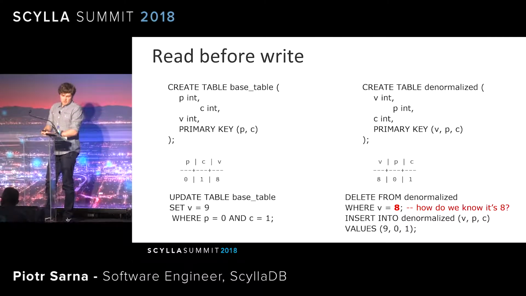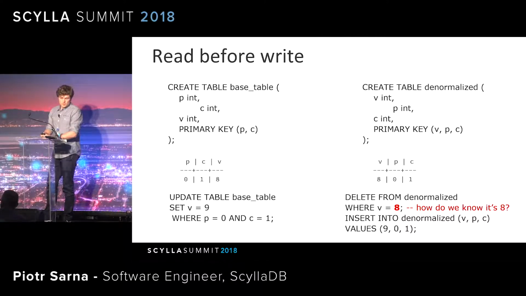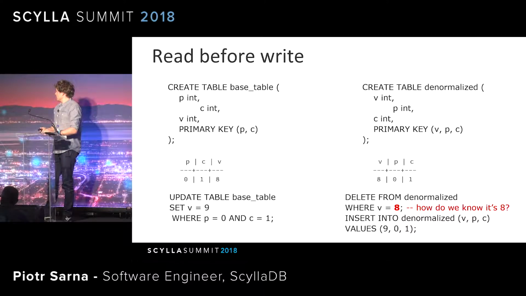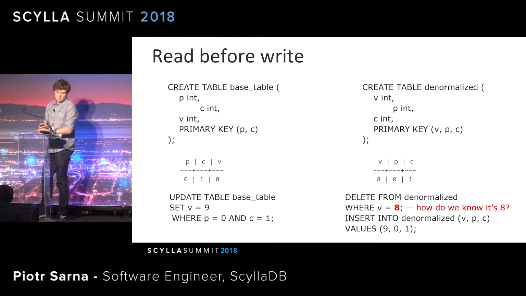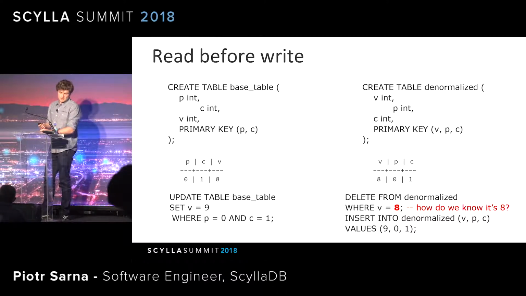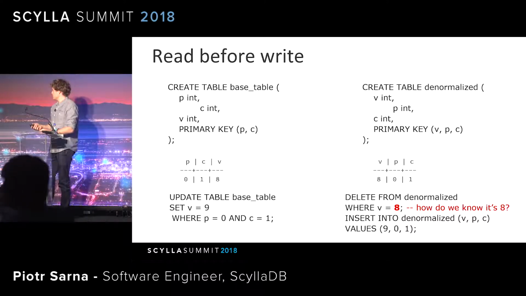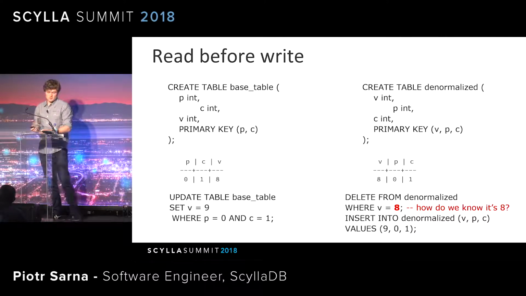And it's not only a performance issue, but also a problem with consistency, because imagine that we read that the value is 8, but in the meantime, some other user also updates the value to 10. Then we fail to remove the 8 because it's no longer here. We just add another row, and we end up with the denormalized table that is totally out of sync. So we have a big problem.